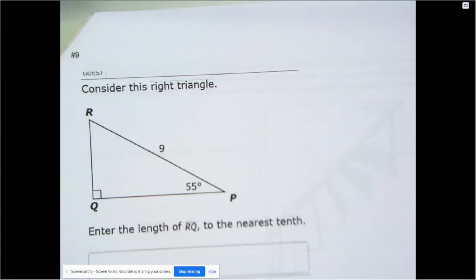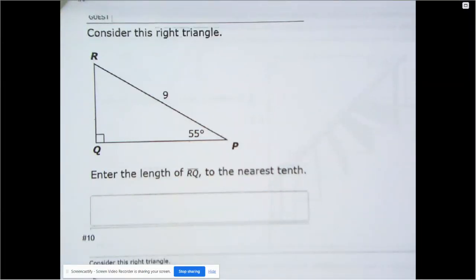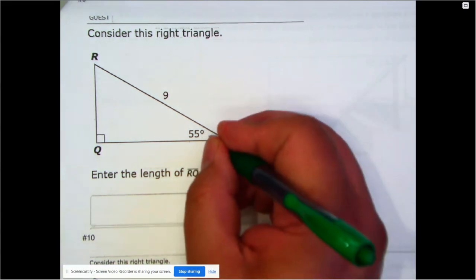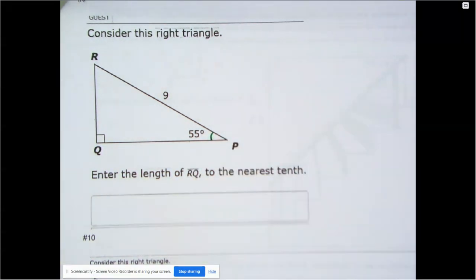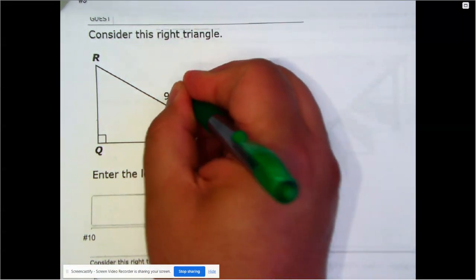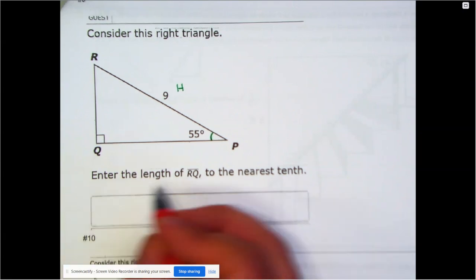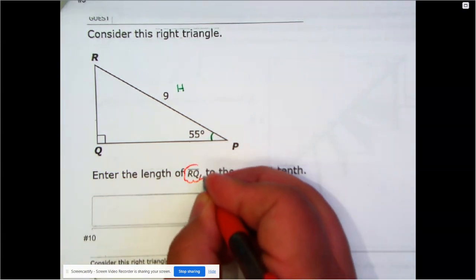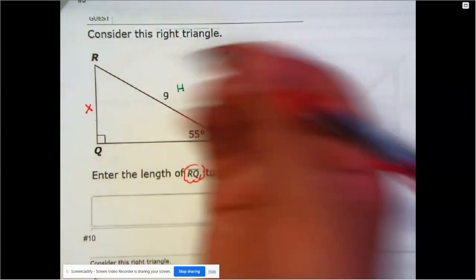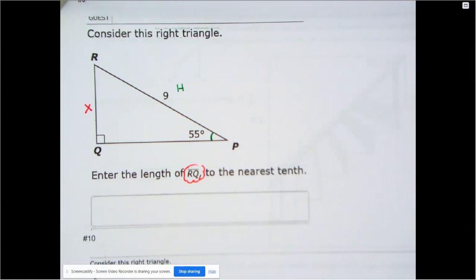All right, so here's another one. Very straightforward. Straight out SOHCAHTOA. There's my angle. This is the height, but notice they haven't told you what you're looking for, so we're going to read the question carefully. Enter the length of RQ. Then that's where I put my X. That's what I'm going to solve for.